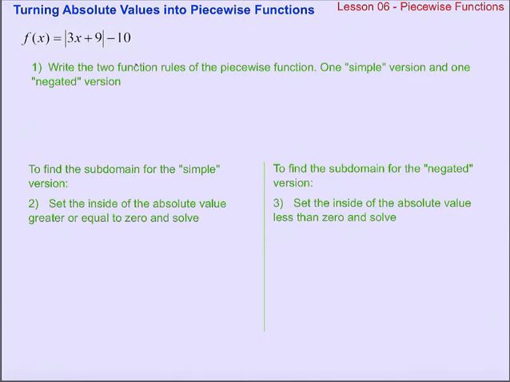So the absolute value of 3x plus 9, minus 10, sometimes will just be 3x plus 9 minus 10. But sometimes it'll involve the opposite of 3x plus 9. So I'm going to write the opposite of 3x plus 9, minus 10. Really important to point out that the only part that gets negated is the absolute value itself, the 3x plus 9. That minus 10 stays a minus 10. So here we have our two function rules, 3x plus 9 minus 10 and negative (3x plus 9) minus 10.